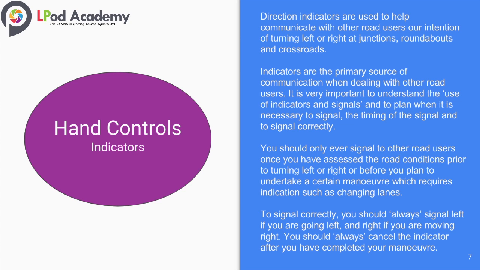It is really important to understand the use of indicators and signals, and to plan when it is necessary to signal, the timing of the signal and to signal correctly. You should only ever signal to other road users once you have assessed the road conditions prior to turning left or right, or before you plan to undertake a manoeuvre which requires an indication, such as changing lanes. To signal correctly, you should always signal left if you're going left, and always signal right if you're moving to the right. You should always cancel the indicator after you have completed your manoeuvre.